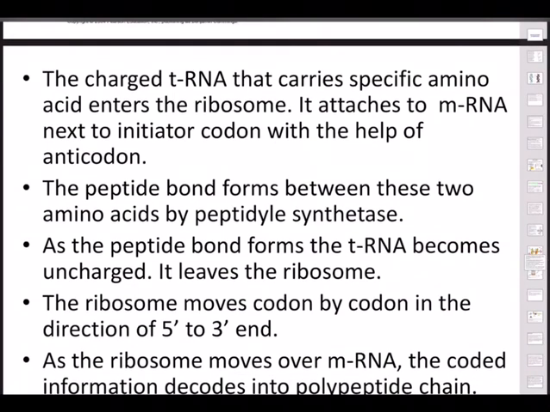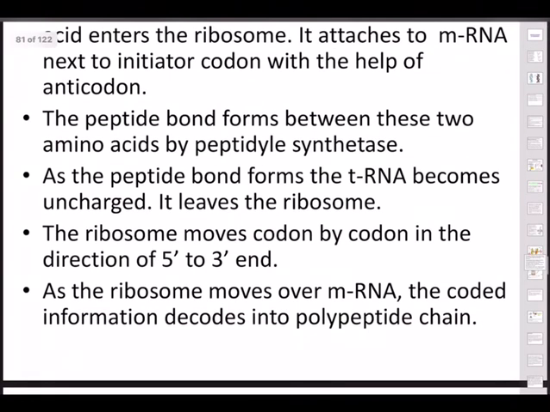The charged tRNA that carries a specific amino acid enters the ribosome. It attaches to mRNA next to the initiator codon with the help of the anticodon. The peptide bond forms between these two amino acids by peptidyl synthetase. Again, there is a requirement of an enzyme. As the peptide bond forms, the tRNA becomes uncharged. It leaves the ribosome. The ribosome moves codon by codon in the direction of 5' to 3'.